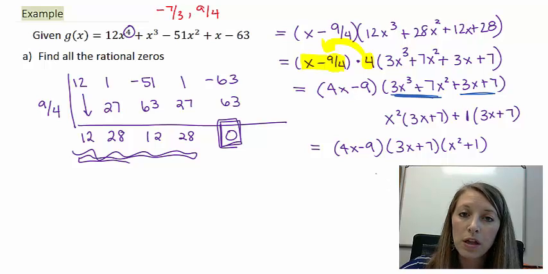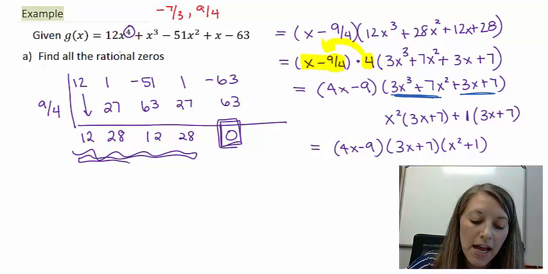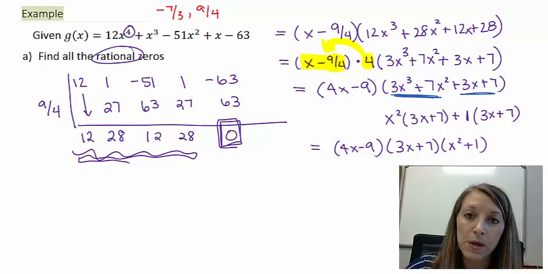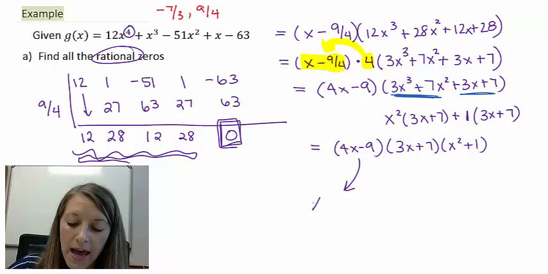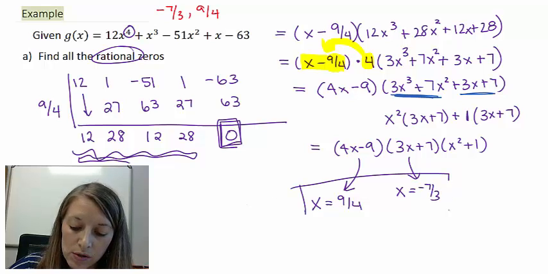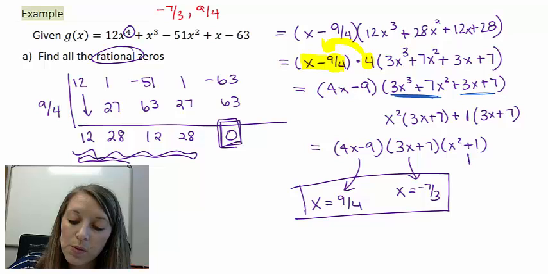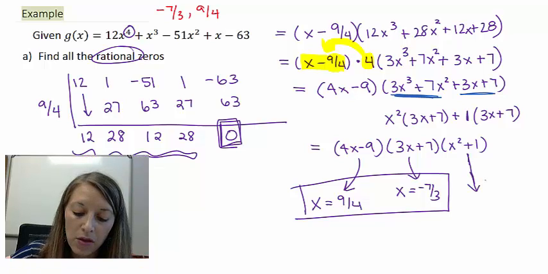Okay, so I'm getting really close to my answer here. First, it asked to find the rational zeros, and I knew that I had 2 of these because the calculator and my rational zeros theorem told me so. So my rational zeros are given by this one, x equals positive 9/4, and this one here, x equals -7/3. So those are my rational zeros. Now this one here is going to give me my other zeros.